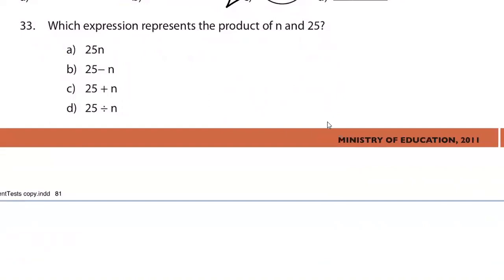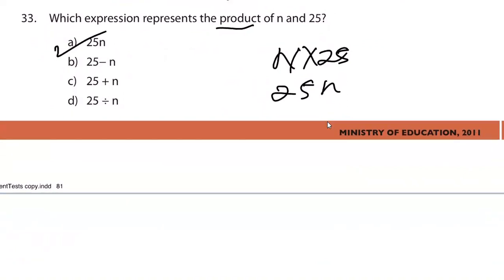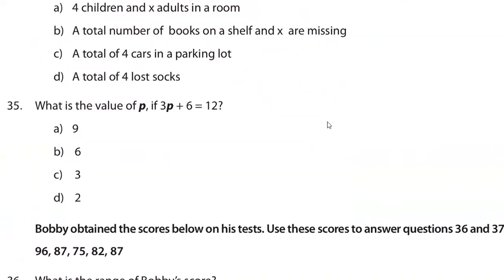Which expression represents the product of n and 25? Now, product means to multiply, so it would be n times 25, and of course, that would be 25n. That means multiply. This is 25n. Let's move on to 34.